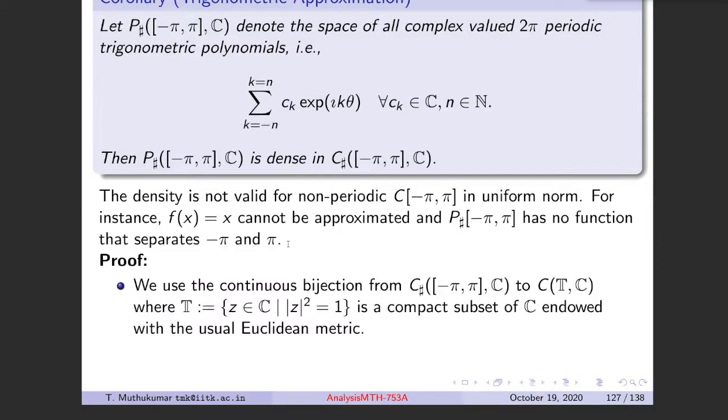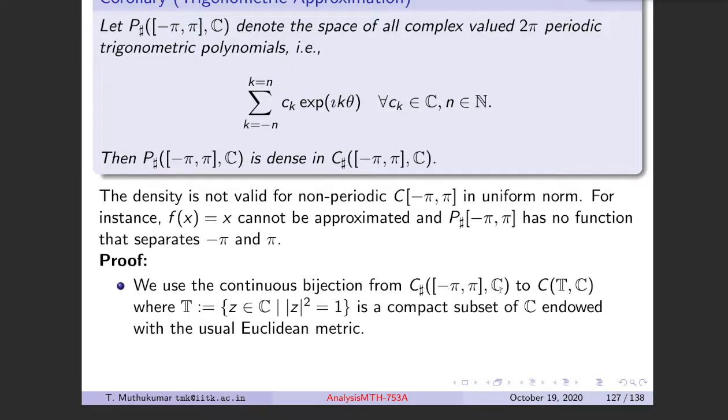So what is the proof of this trigonometric polynomial density in 2 pi periodic continuous functions? You first map this minus pi to pi to the unit circle in the complex plane, right? You can do this map from theta going to e power i theta, which will give you this unit circle. And that's a compact set in C. That's actually a map from minus pi to pi to T.